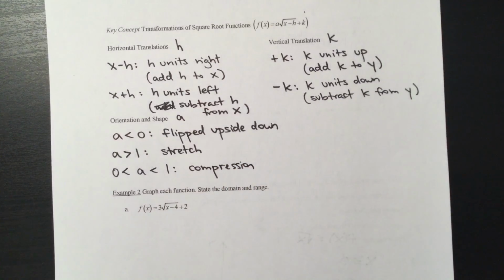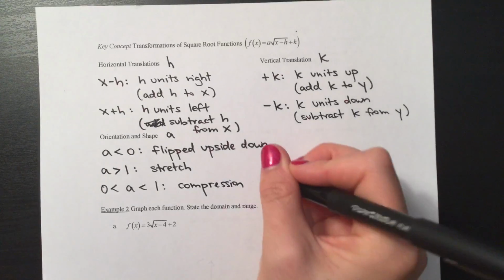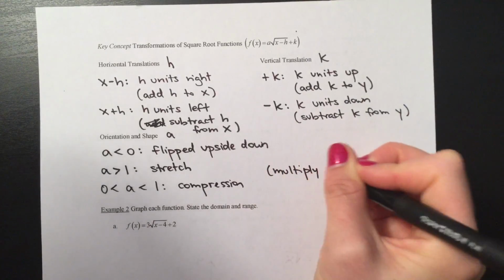Okay, so all these things are vertical. So flipping upside down, that's a vertical change. Stretching and compressing vertically. So anything that's affecting the graph vertically affects the y value. Okay, so what you're going to do, no matter what is happening here, no matter what a is, you're going to multiply all the y values by a.